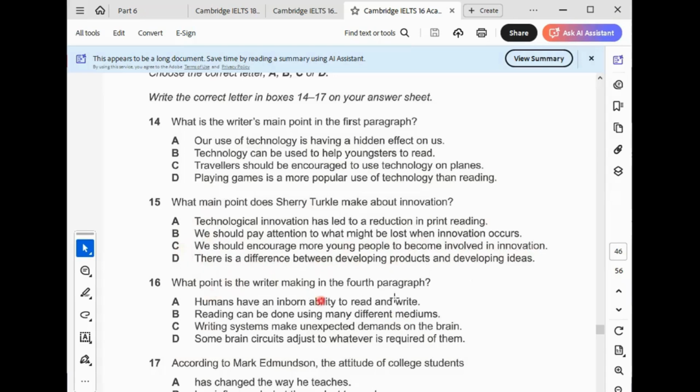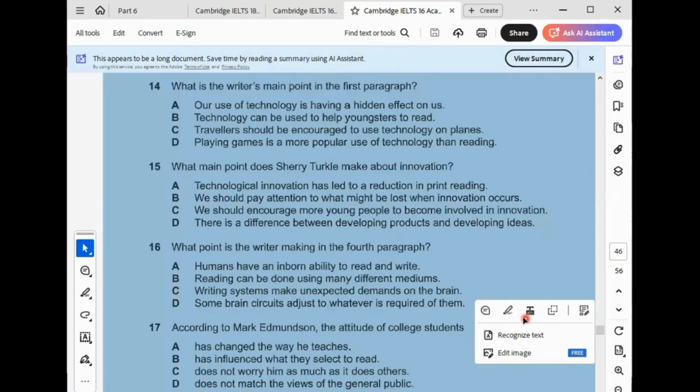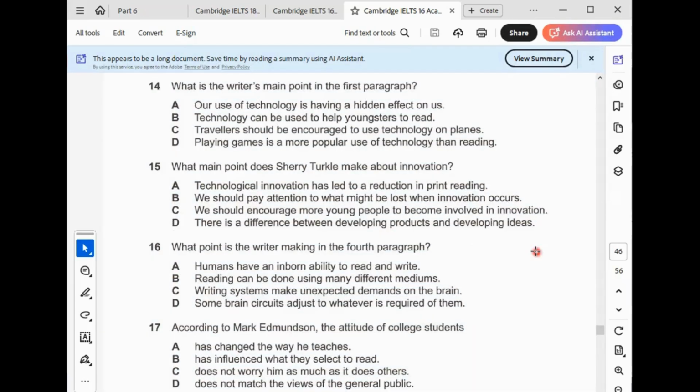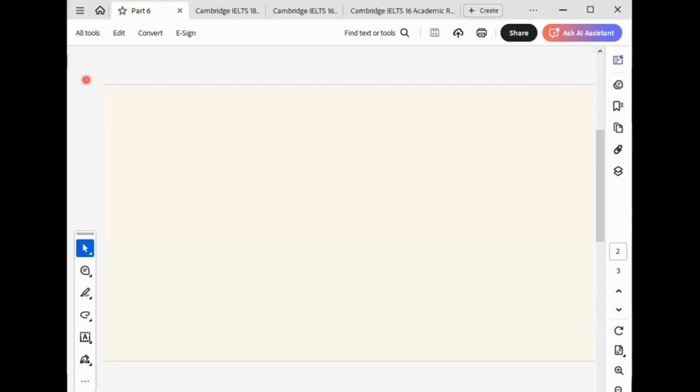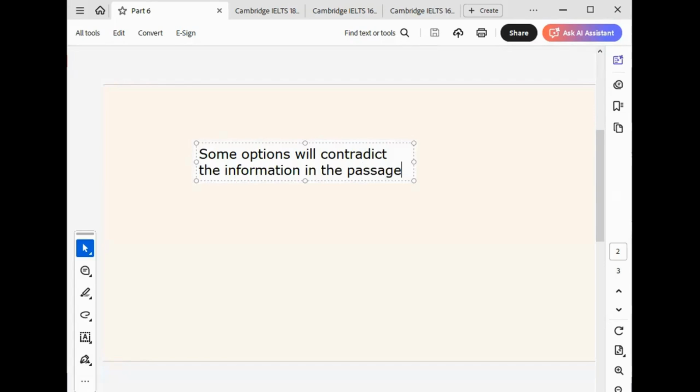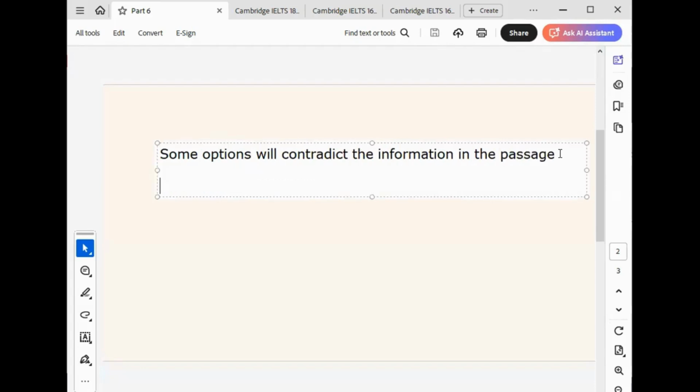Option B. Let me do one more, then we're going to round up. Multiple choice questions. Let me give you some tips, or let me say something about the options. Some options will contradict the information in the passage. That's one. When you see options like that, ignore them. Some options will do what? They will contradict information in the passage. That cannot be your answer.